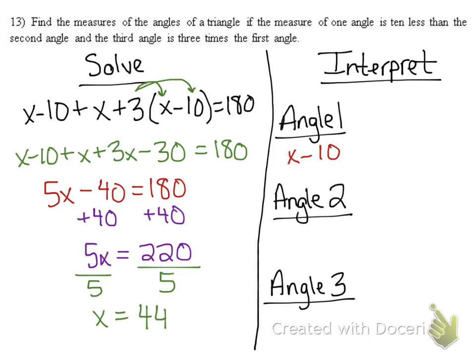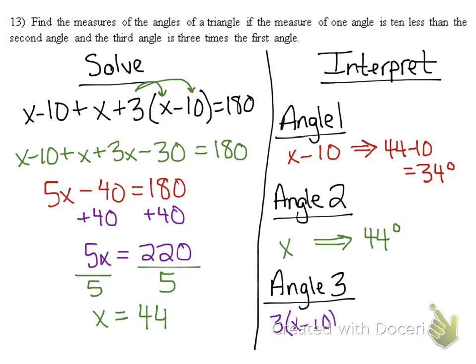So I'll start with my representation for angle 1. That's telling me to take what I got for x and to subtract 10 from it. I got 44 for x, and 44 minus 10 gives me a result of 34 degrees. Angle 2 is x by itself, which means angle 2 is 44 degrees. And then finally, angle 3 was 3 times x minus 10. I'll replace the x with 44. And that gives me 3 times 34, which is 102 degrees.